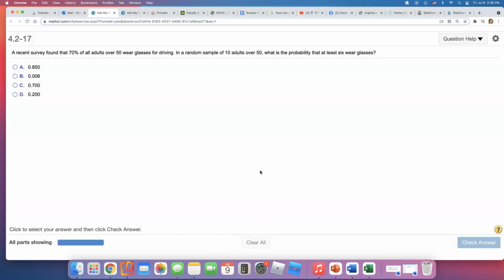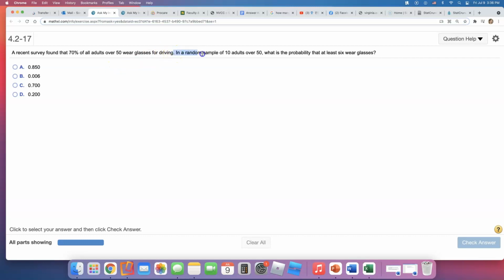It says a recent survey found that 70% of all adults over 50 wear glasses for driving. So 70% wear them, 30% don't. It's a binary case because if I ask you, say you're over 50, do you wear glasses when you're driving? You either say, yes, I wear them, or no, I don't wear them. There's no sometimes. We're just going to say it's a binary outcome, either yes or no.